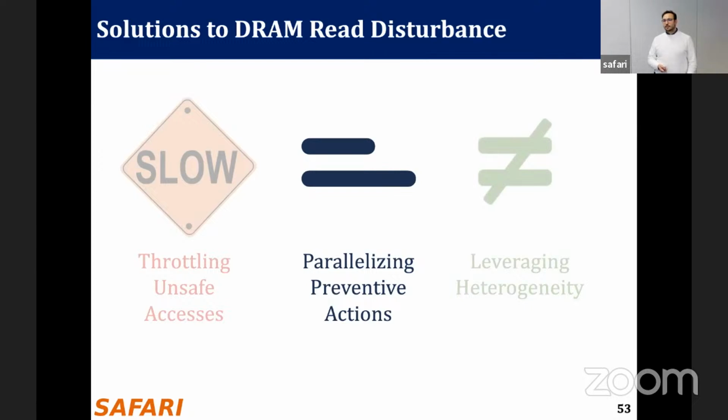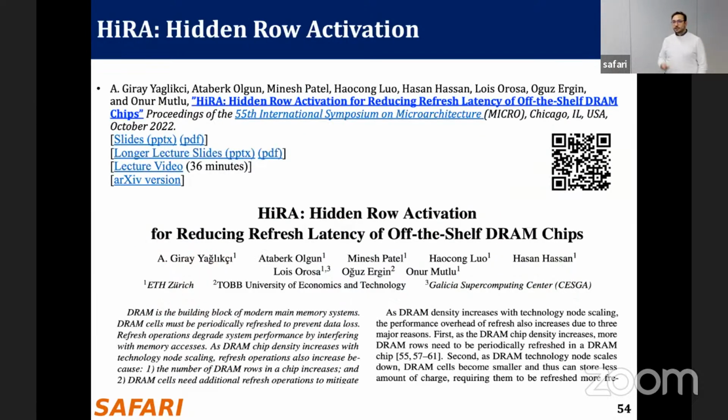So in this case, we move to another universe, in that sense. We do not actually care about the compatibility problem here. We care about the performance overheads that the preventive actions in RowHammer mitigation mechanisms have. So this is the paper that we will talk about: HiRA, Hidden Row Activation for Reducing Refresh Latency of Off-the-Shelf DRAM Chips. This was published in 2022 in MICRO, and you can find a full list of the links here.